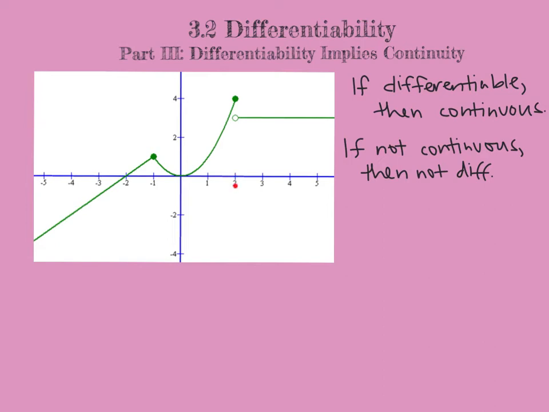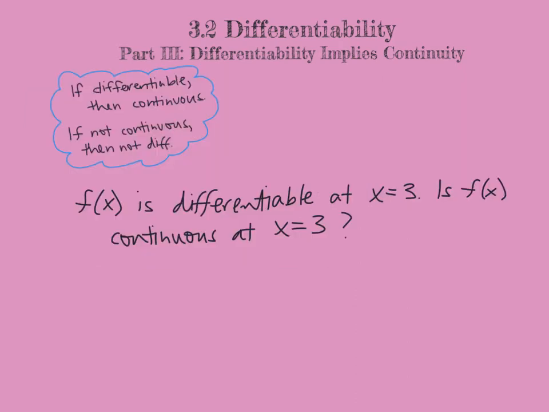Let's take a look at x is 2. We are not continuous at x is 2. If we're not continuous, then we're automatically not differentiable. Because we're not continuous at x equals 2, we can come to the conclusion that we're not differentiable at x is 2. Let's go through some questions.